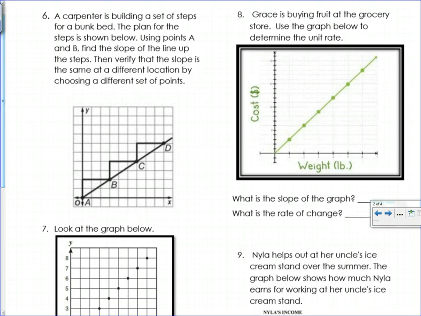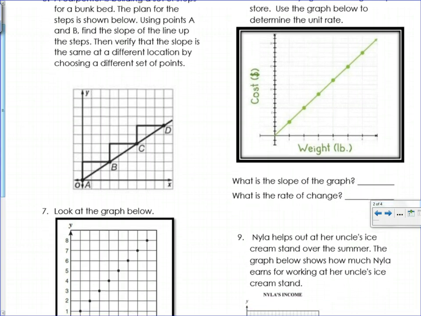Number 6, back to slope. A carpenter is building a set of steps for a bunk bed. The plan for the steps is shown below. Using points A and B, find the slope of the line of the steps. Verify that the slope is the same at a different location by choosing a different set of points.